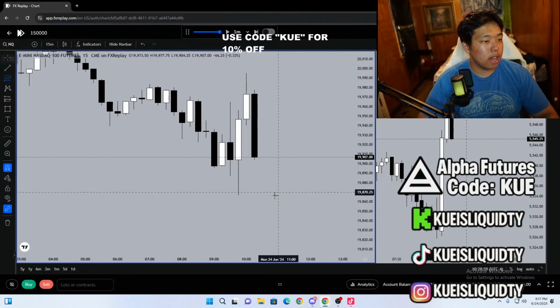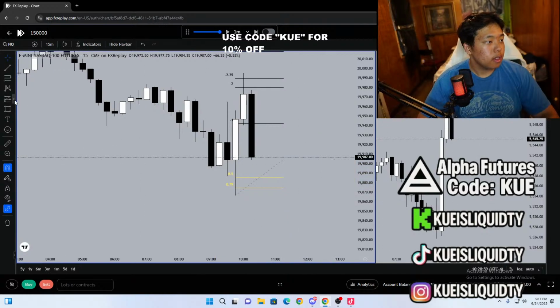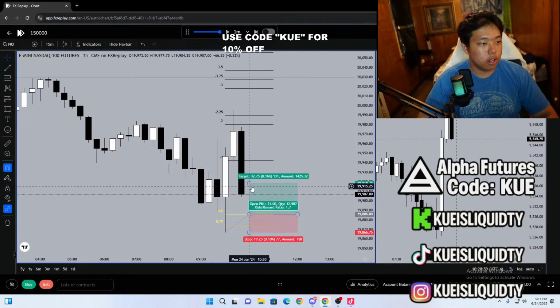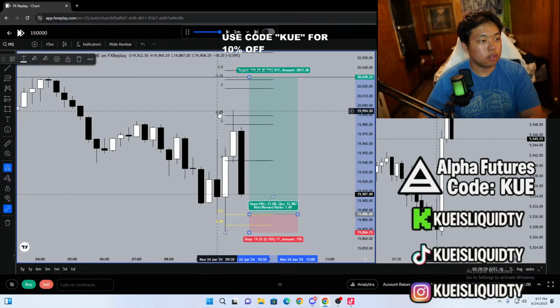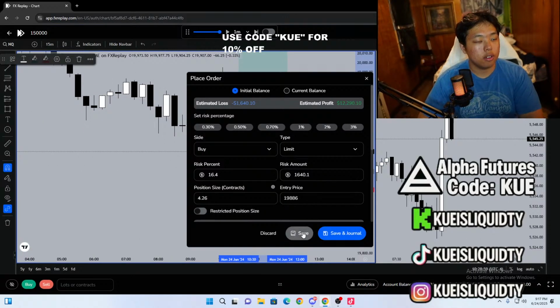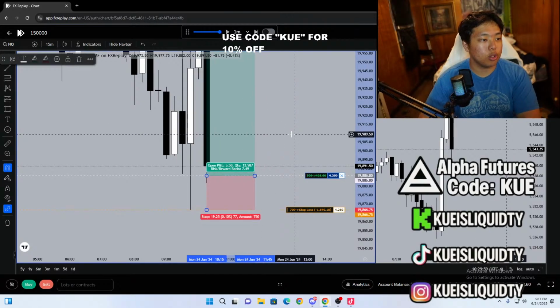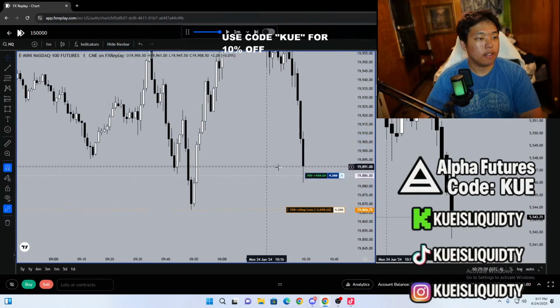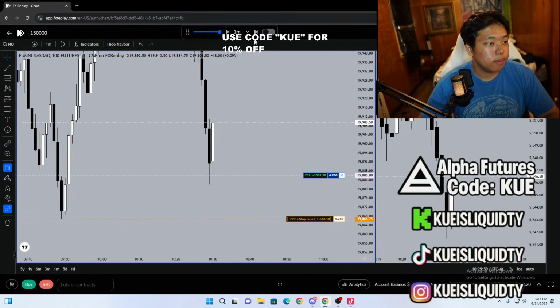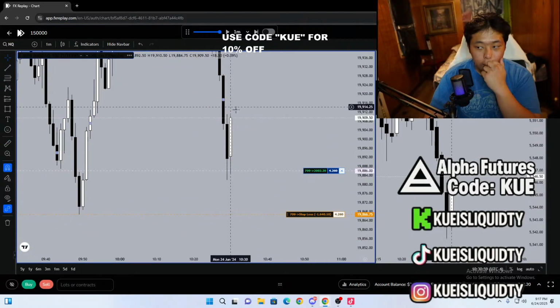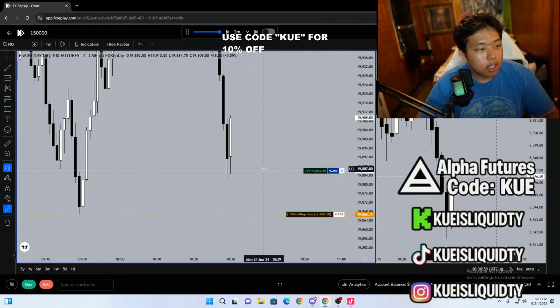Okay, so it looks like we might come back down to this rejection block here. I want to see price reject off this level here. Stop loss will go here. Very volatile. So guess what? We get tagged into this rejection block. Alright, so what are we doing? Perfect. Rejection block. Perfect. Look at that. Like right here, enter.